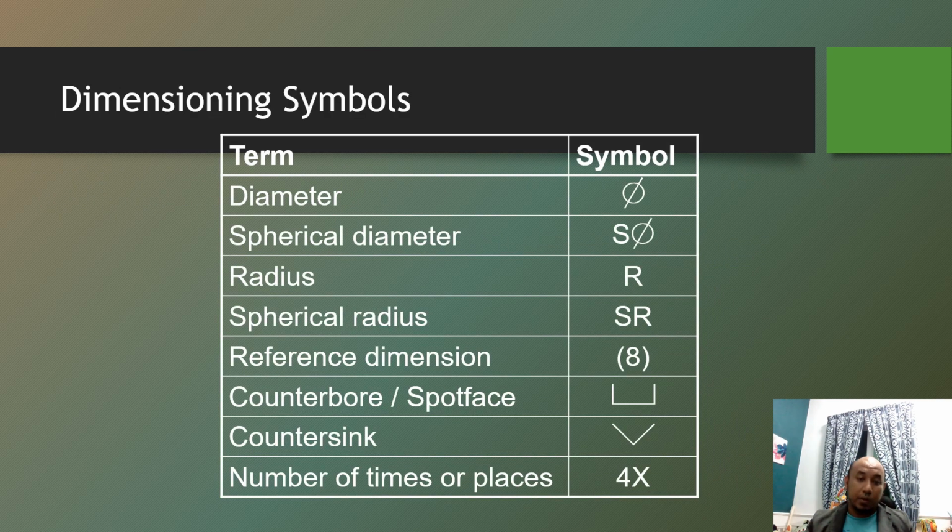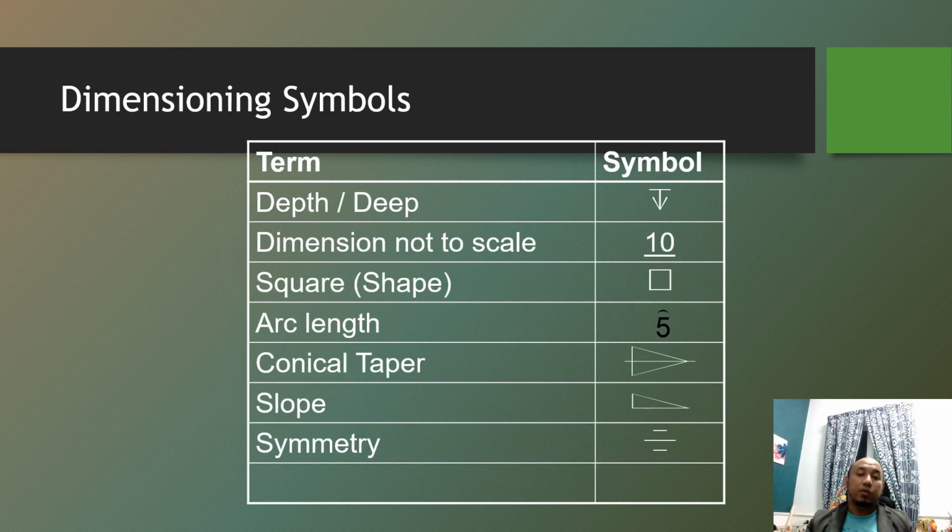Okay, dimension symbol. Okay, so the diameter macam ni bentuk dia. I hope you are already familiar with this symbol. Diameter, radius, what is the radius punya symbol R, spherical radius SR, reference dimension macam ni based on pada numbers tu. Sometimes dia 4, kadang-kadang 2, kadang-kadang 1. Counterbore, spot face macam mana, countersink, number of times or places, and then depth, berapa dimension not to scale, equal spacing, arc length, conical taper, slope, symmetry.